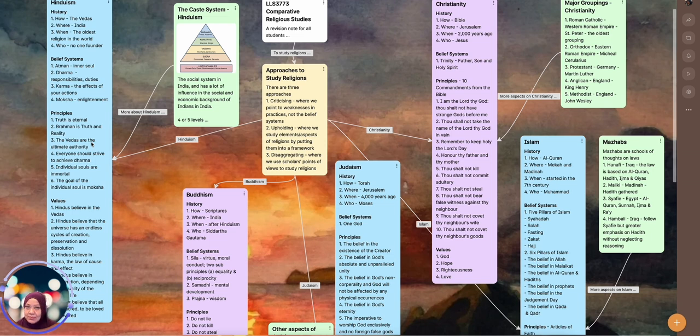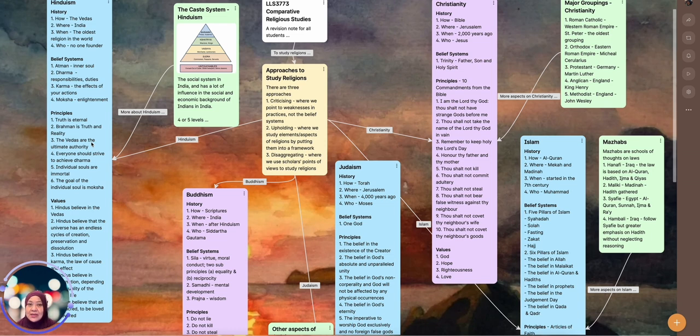So based on the religions, for Hindus, that's the Vedas. So the Vedas are the ultimate authority. And then we look at number 4, everyone should strive to achieve Dharma. That means all Hindus must try to perform their duties. And number 5, individual souls are immortal. So we're talking about the souls, not the body.